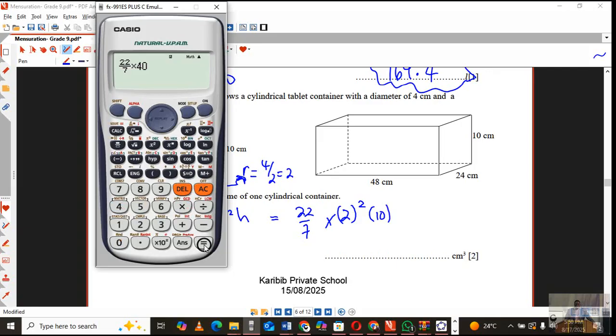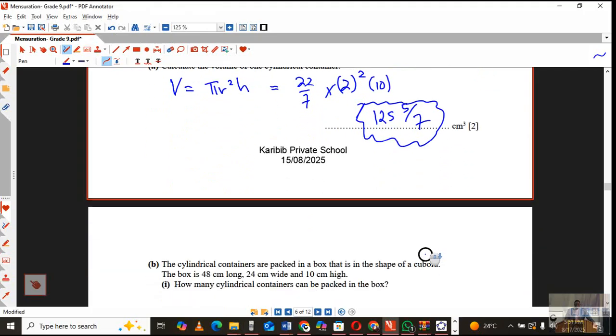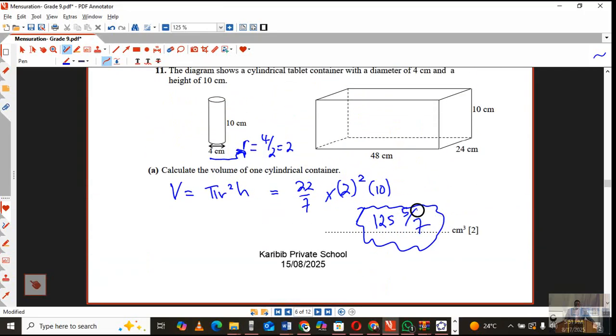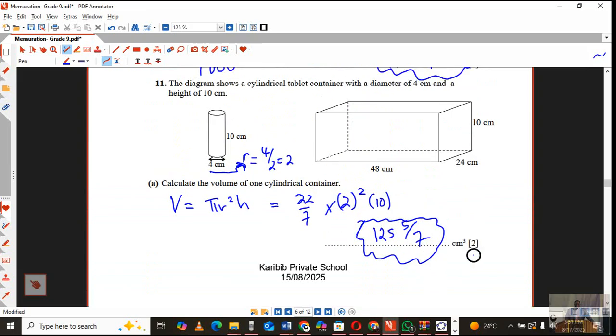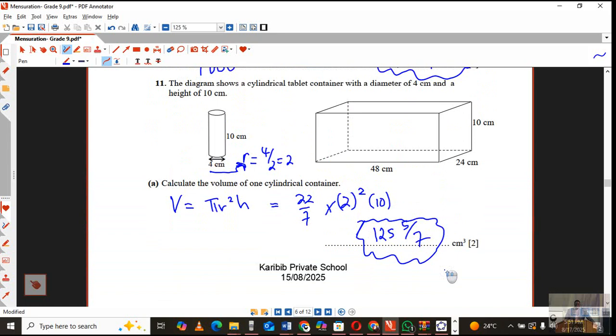We're going to get a horrible number. Of course, I'm just going to give my answer as 125 and 5 over 7. There's that recurring issue. You can also then give a rounded answer. The cylindrical containers, now I'm leaving this because I most probably know that there are parts that we're going to use.